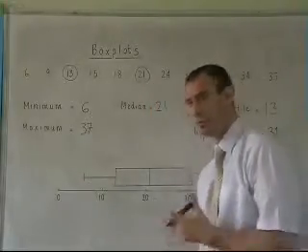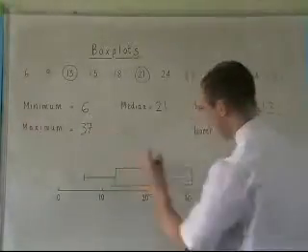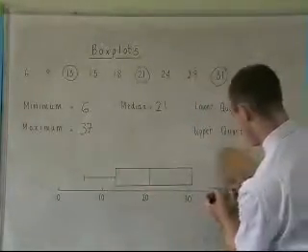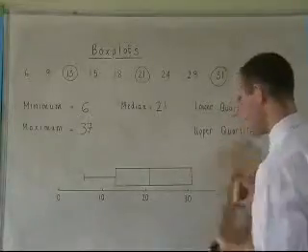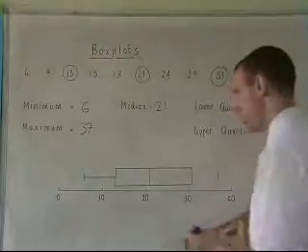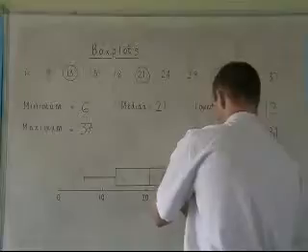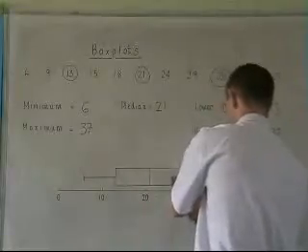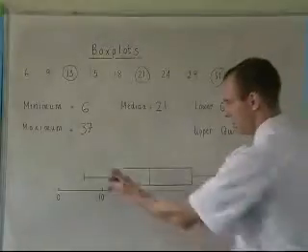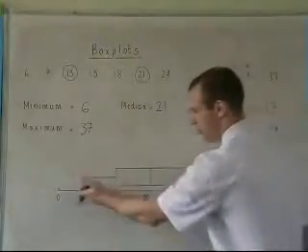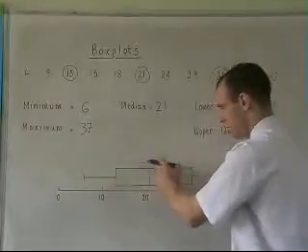And again for the maximum, another whisker, which is 37. And again, we need to line this up, going from the middle of the upper quartile to the middle of the maximum. Here we have a fully drawn box plot with minimum, maximum, lower quartile, median, upper quartile.